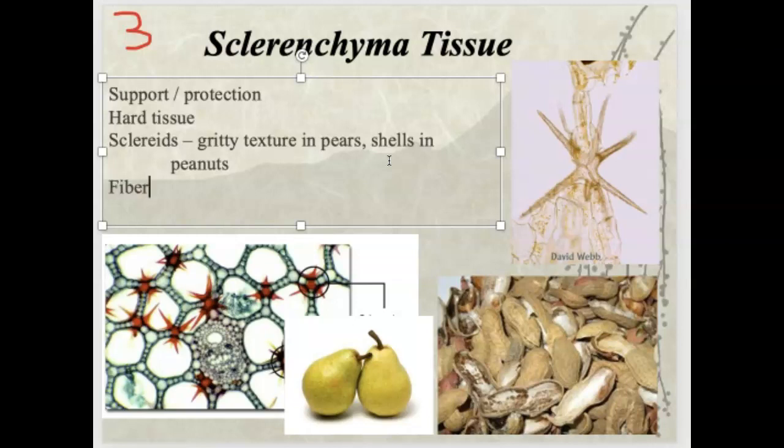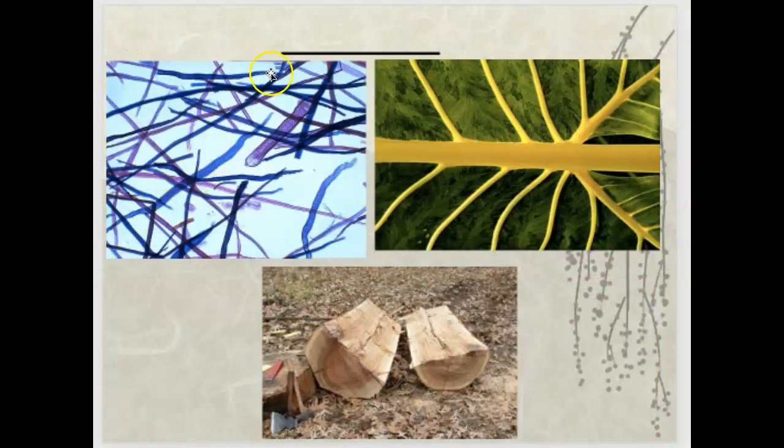The other type of sclerenchyma tissue are fibers. So little fibrous tissues. This is what makes up wood. So these are all little wood fibers here. It also helps make up the leaf rib, giving structural support to leaves. Take a piece of wood, you chop it in half or split it, and you see all those little fibers. That's all going to be composed of sclerenchyma tissue.